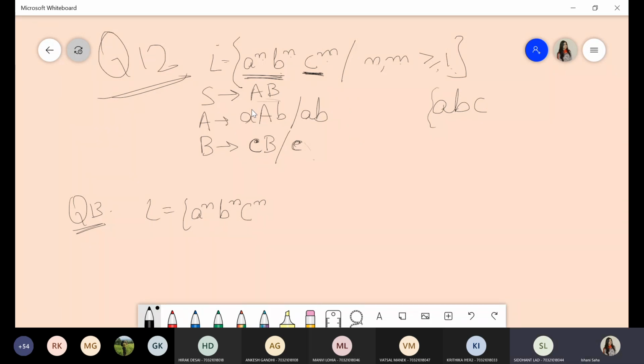No, ma'am, B as epsilon. So A and B, right? How can you directly take B as epsilon? B also is n, no? And n is greater than 1. Right, got it. So you cannot take this as equal.